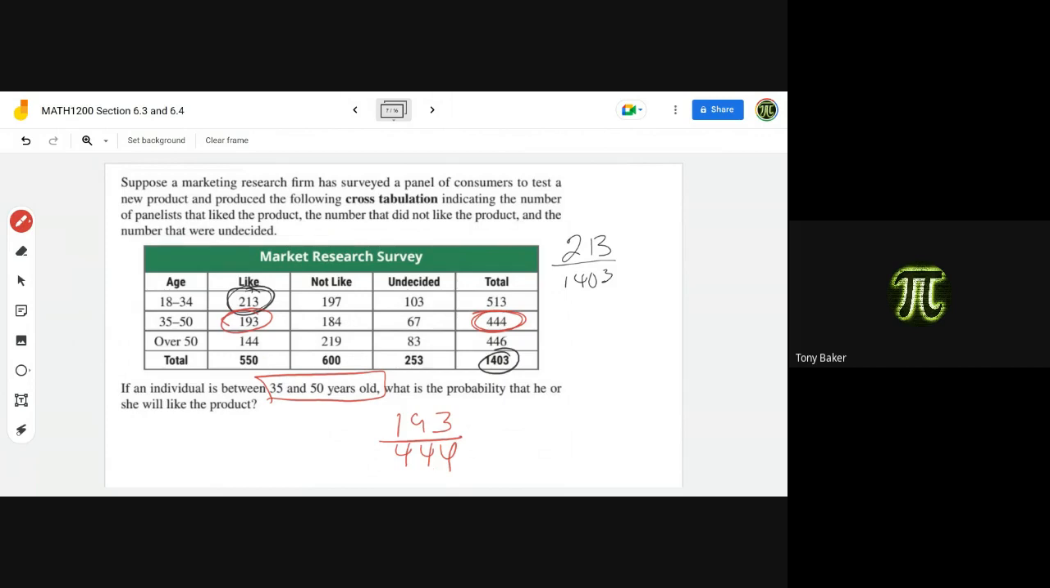That's what a conditional probability is. I've already given you one condition. Now, what's the probability that something else is going to happen given that information?